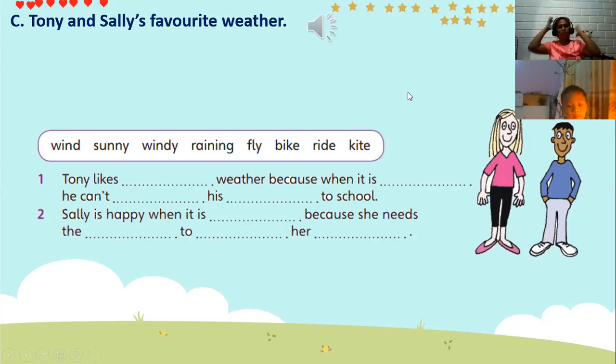What's the weather like? Did Tony and Sally's favorite weather. One. Oh no! It's raining. I don't like the rain. Really? Why, Tony? Because I can't ride my bike to school when it's raining. Oh, do you like sunny weather then? Yes, I love sunny weather. Two. Are you happy today, Sally? Yes, I'm happy because it's windy today. Why do you like windy weather? Because I need the wind to fly my kite.